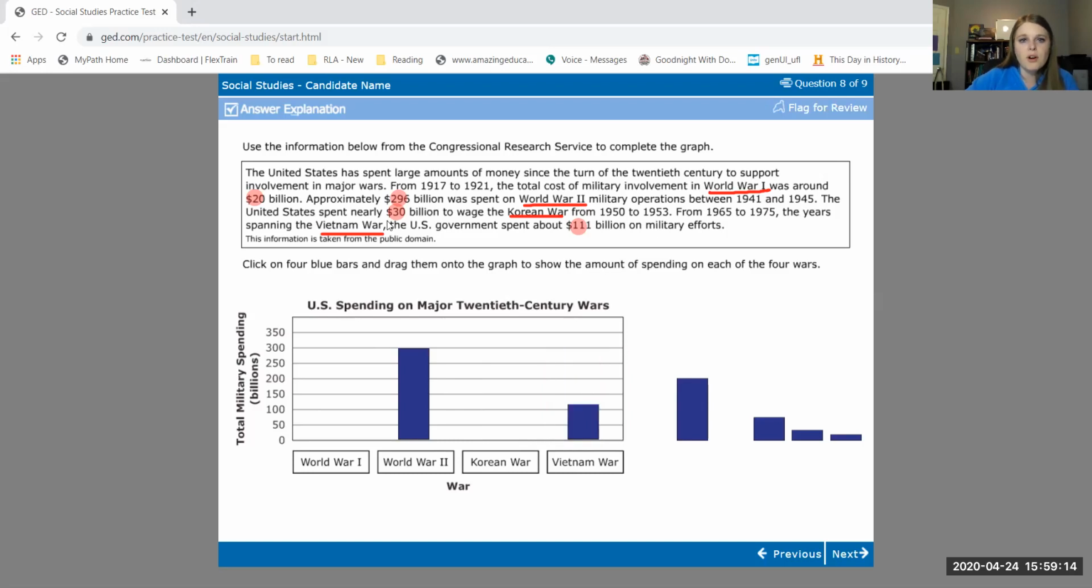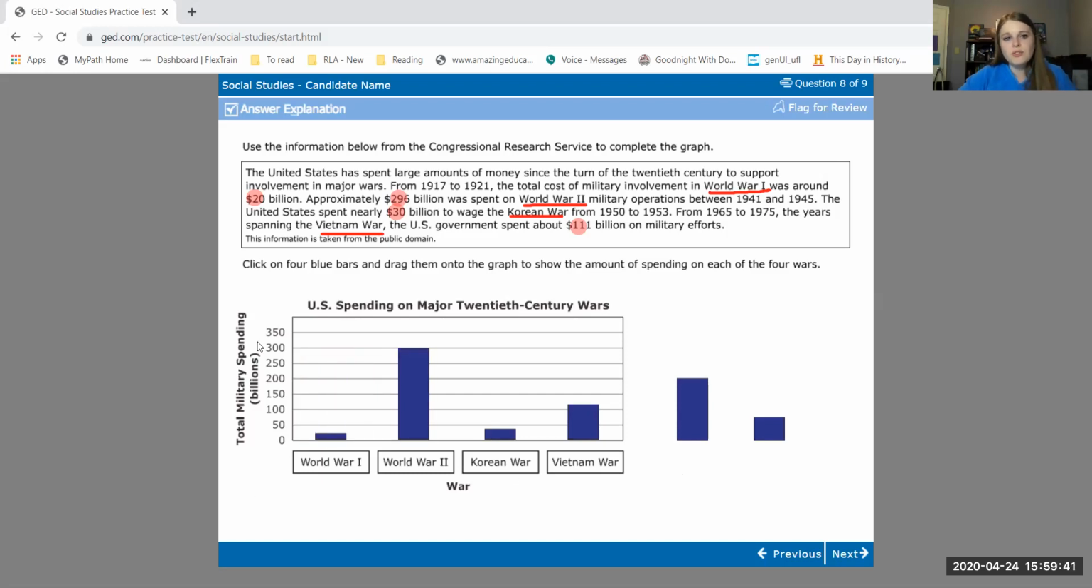All right, then we have 30 billion, and that's with Korean War. So let's try this one. Oh, look at that. That's like 80. I think that's too big. Let's try this one. Yeah, that's about half of 50. So that's probably about close to 30. So that's going to go for Korean War. And then 20 billion was for World War I. Well, you only got one small one left. And yeah, looks like that matches.